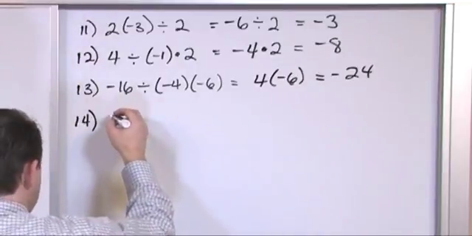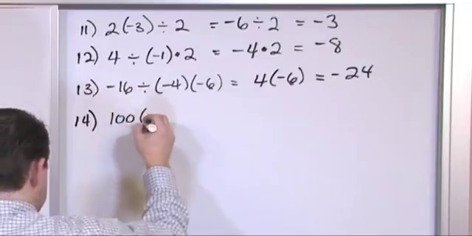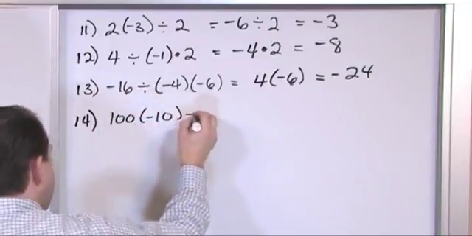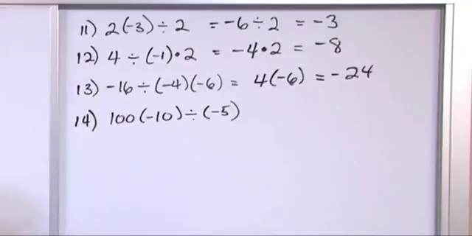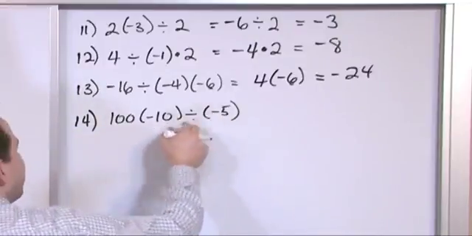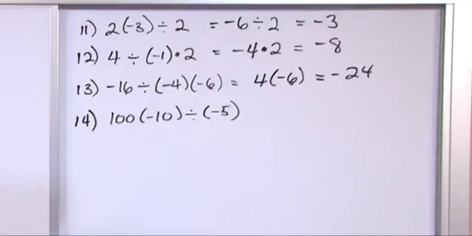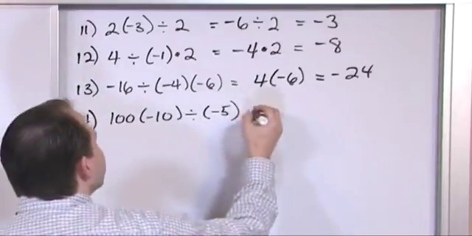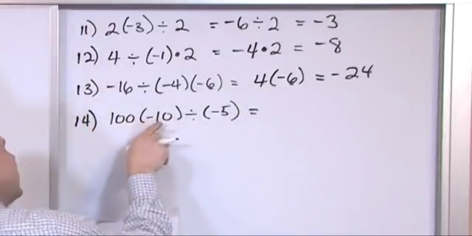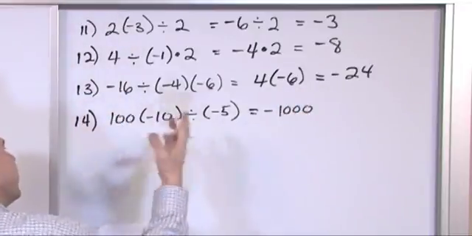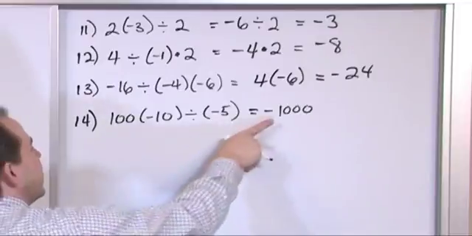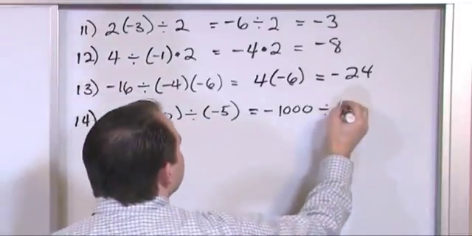Let's say we have 100 times -10 divided by -5. So we have multiplication, we have division. There's really nothing to do inside of these parentheses, because they're just numbers in there. So we'll just go left to right. So 100 times -10 is -1000, because 10 times 100 is 1000, and these signs are different. So we have a negative sign. And we're going to divide by -5.